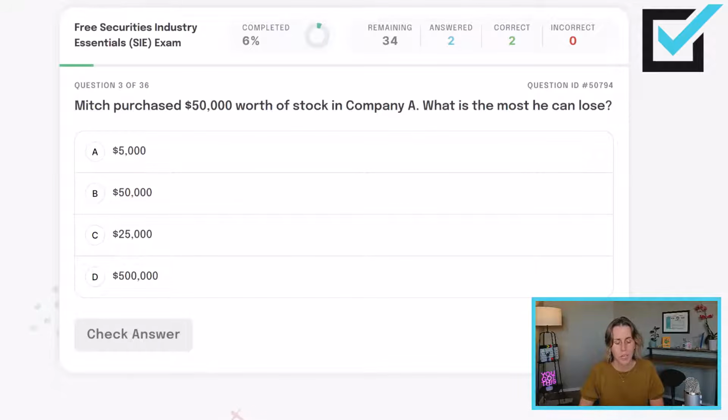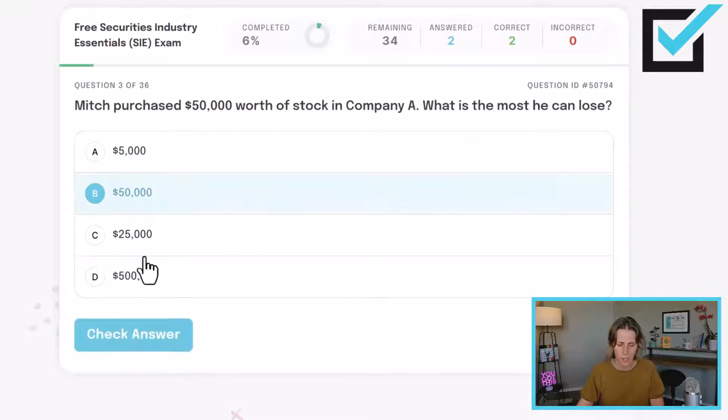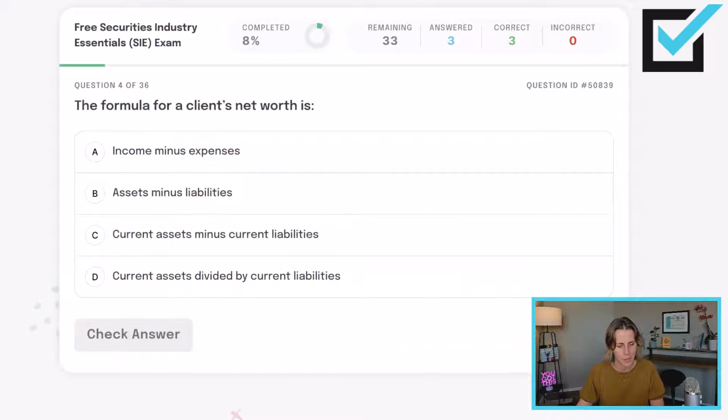Mitch purchased $50,000 worth of stock in company A. What is the most he can lose? What's the most you can lose when you buy anything? Whatever you paid for it. So in this case, Mitch can lose all $50,000. Securities are risky, subject to all sorts of kinds of risks, but the most important risk here would be market risk, systematic type of risk.